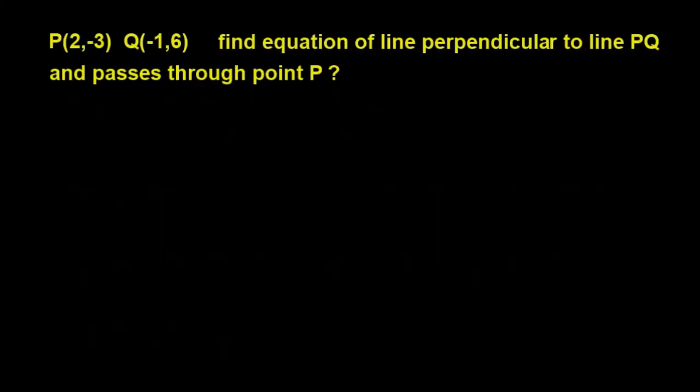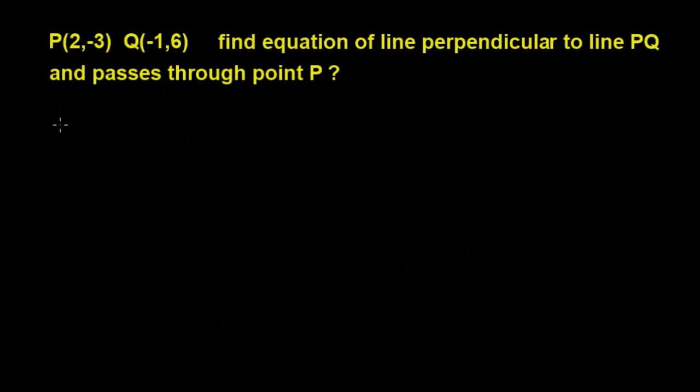So let's say we've got this question here. P is the point (2, -3), Q is the point (-1, 6), and we want to find the equation of the line which is perpendicular to line PQ, and it passes through that point P. So we know we've got two points in the line, so if we've got two points in this line, we know we can find the gradient of the line.